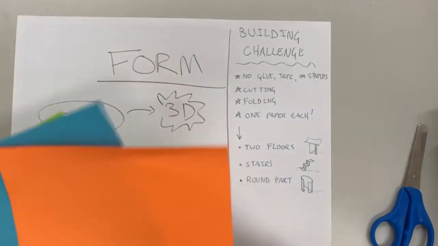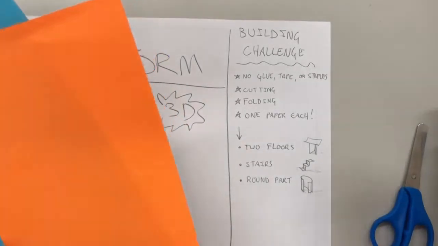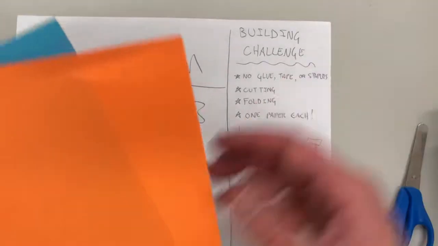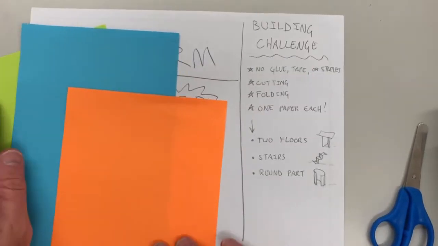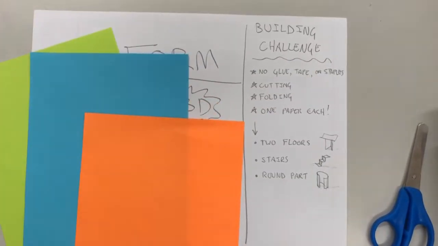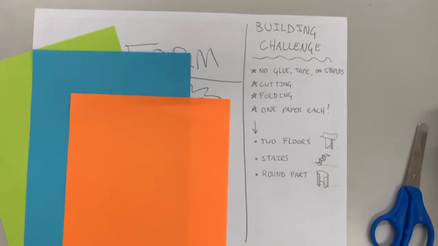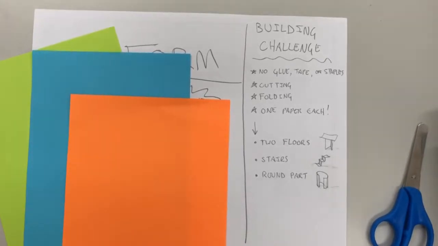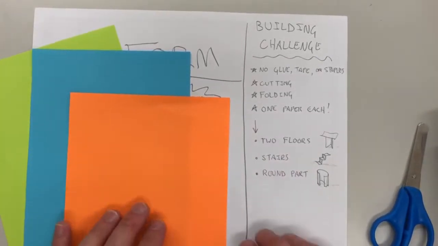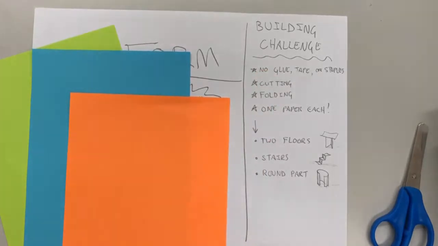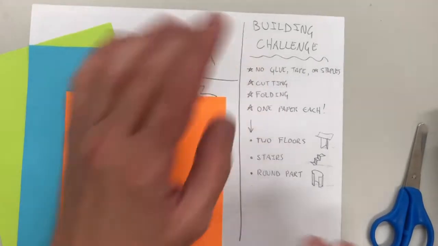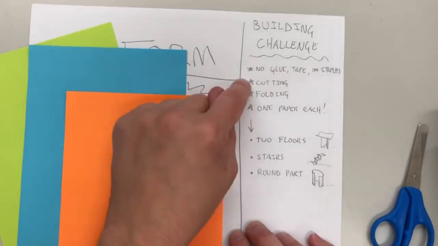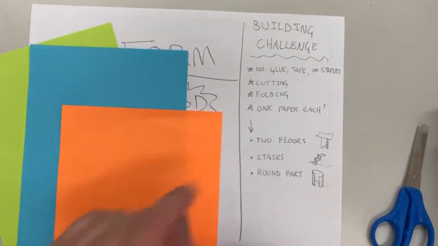Today we're gonna do a bit of a game, a building challenge. Each person's gonna get one paper, so we're gonna have to work in teams or pairs. And that one paper, you can cut it any way you like, you can cut out the shapes, but we're gonna build some buildings. We're not gonna use glue, tape, or staples, only folding, cutting, and stacking.